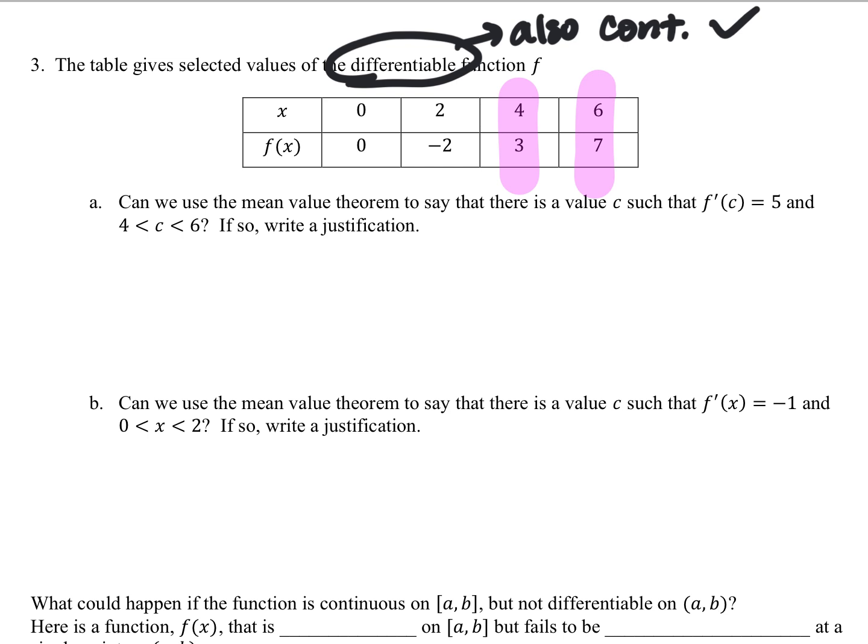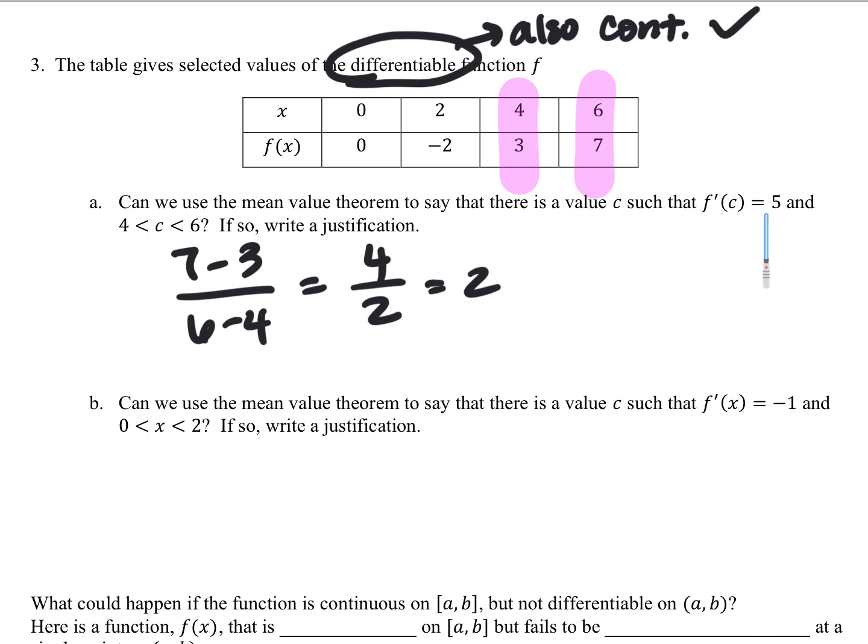Is my slope going to be 5? Can we go find my average slope from 4 to 6? What minus what over what minus what? 7 minus 3 over 6 minus 4. Is that what you said, buddy? Beautiful. Thomas? 4 over 2. Is that what we're getting, people? Does that equal 5? No. So we're going to say no. It's going to equal 2.